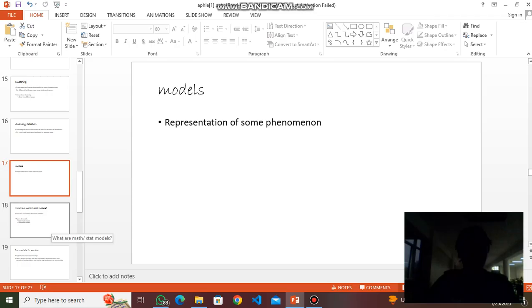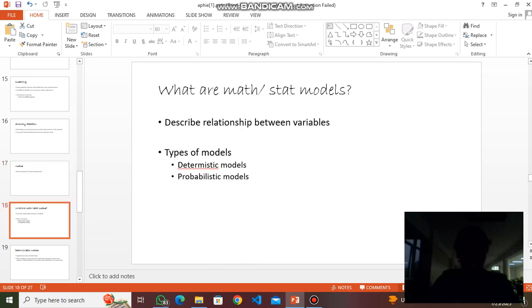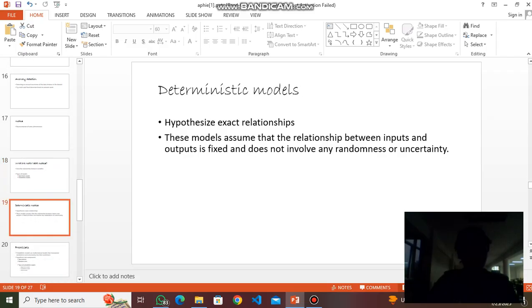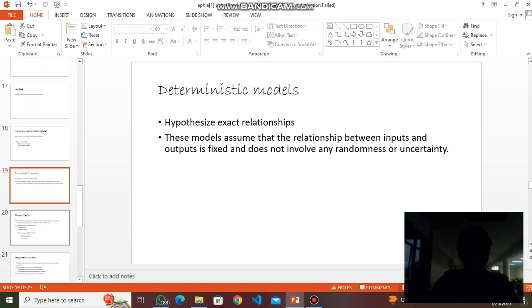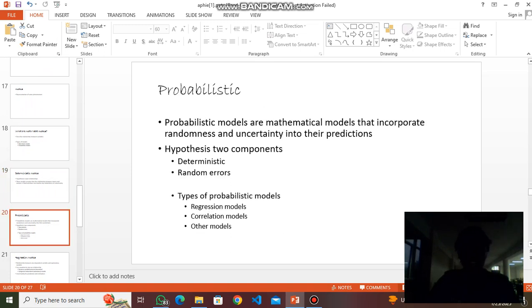To say something about models, a model is simply a representation of some phenomenon. A model is what we call a stat model or statistical model. This simply describes the relationship between variables. We have types of models: deterministic and probabilistic models. Deterministic models simply hypothesize exact relationships. They assume that the relationship between inputs and outputs is fixed and does not involve randomness or uncertainty. Yet in probabilistic models, we can see randomness and uncertainty in their predictions. So the hypothesis has two components: deterministic and random errors.